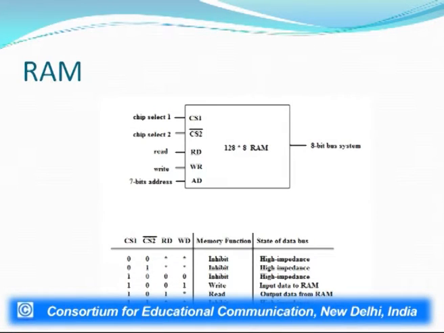Here, you can see in the RAM chip: chip select 1, chip select 2, read (RD), write (WR), 7-bit addresses, and an 8-bit bus system. You can see CS1, CS2, RD, WR, and the memory function is the state of the data bus. In the table, when you give 0 and 0, the memory function is inhibit, high impedance. You can see the read and write also. So, this is how the RAM is organized.